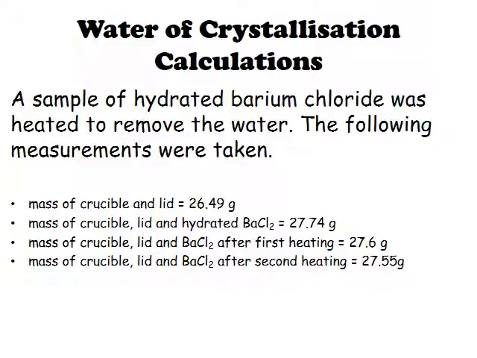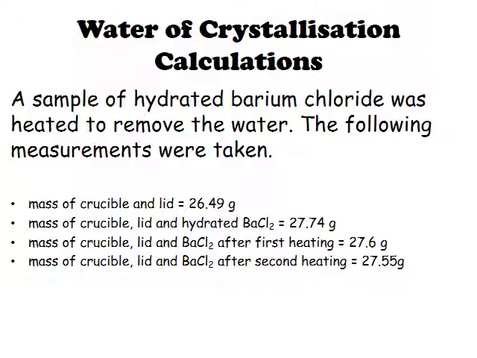And the best way to show this is through the example I'm going to put forward. So you have a sample of hydrated barium chloride, and then what happens is you heat it and it removes all the waters of hydration. And you can calculate how many waters of hydration there are by taking measurements.